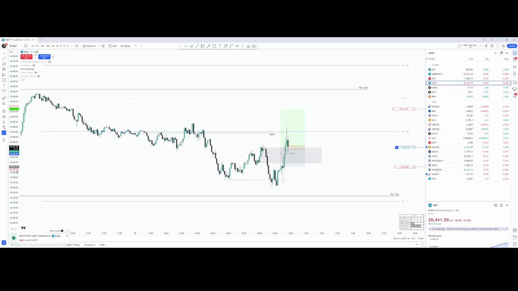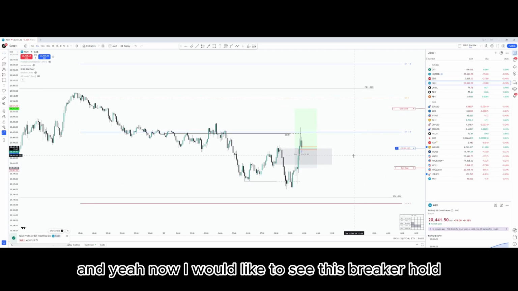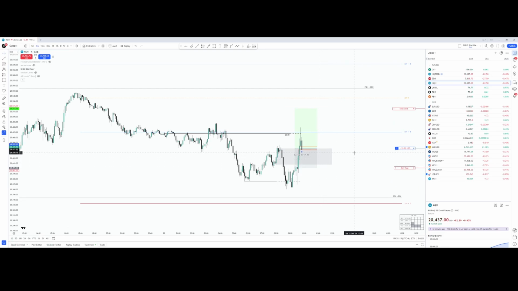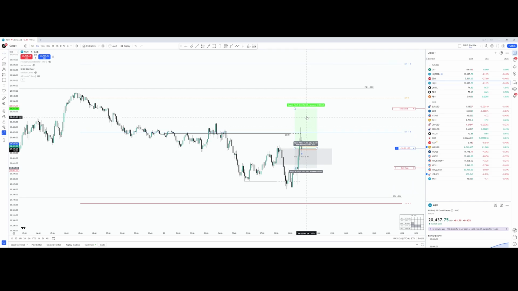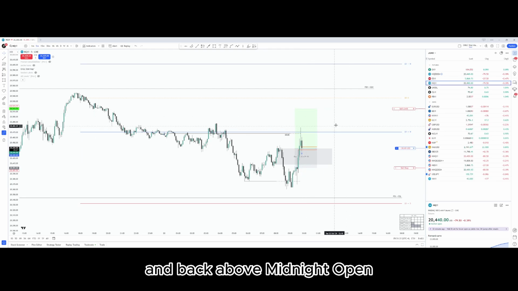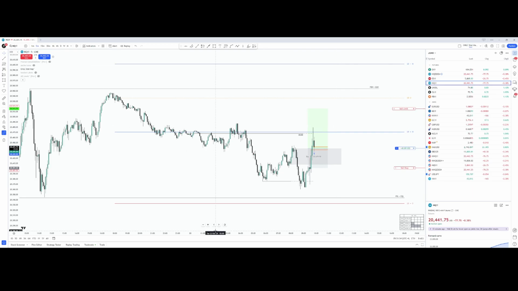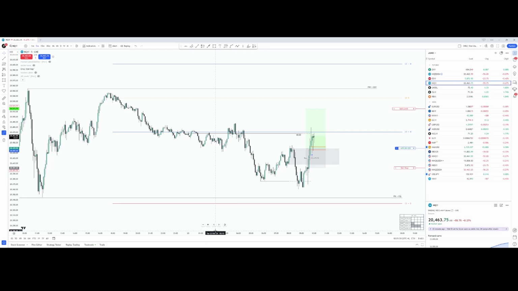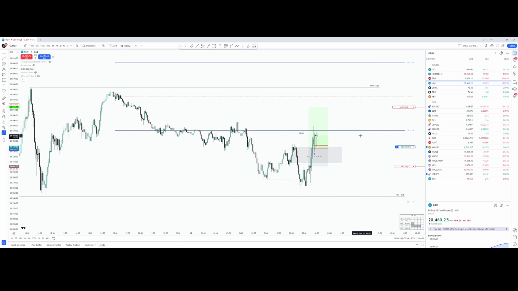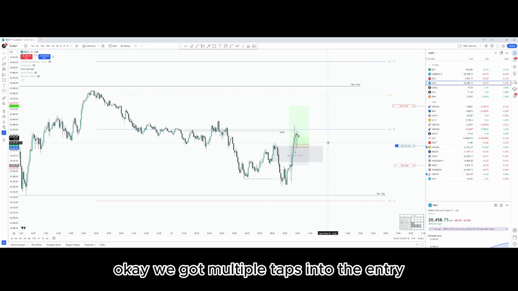Okay, we are tagged in, and yeah, now I would like to see this breaker hold and then try to move back into above the manipulation level and back above midnight open. Okay, we got multiple taps into the entry.